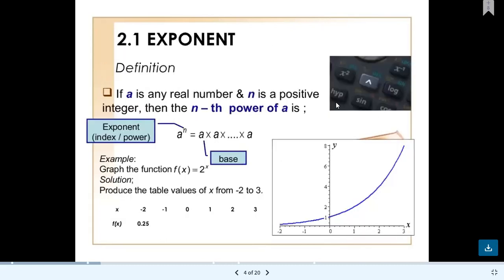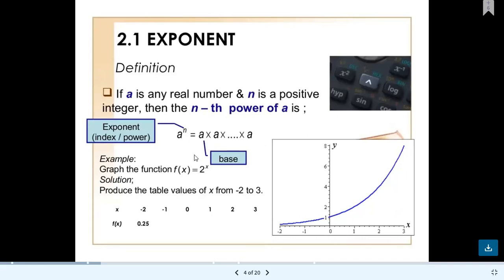Okay, so first the exponent. If a is a real number and n is a positive integer, then the nth power of a is, yan. So ito yung nakikita natin. Ito yung exponent, yung nasa itaas ng variable or number. So meaning, ito yung number or beses na mamumultiply yung sarili niya. Okay, nagets ba natin? I think we already know how to use exponent.